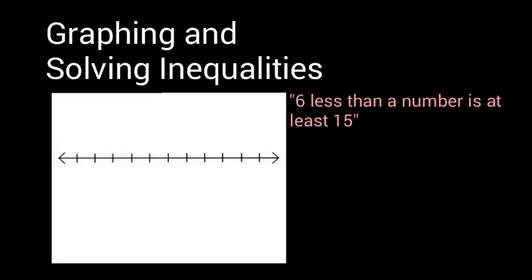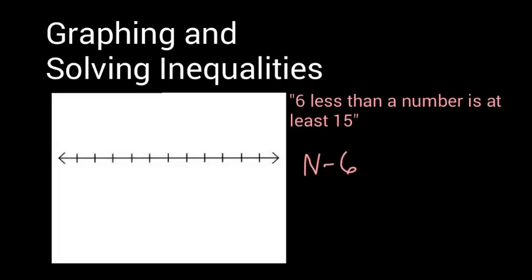Alright, now we got to write an inequality. We have 6 less than a number is at least 15. So in order to take 6 less than something, you have to start with that something first. I can't have 6 less cookies if I didn't have 6 cookies to start with. That's how you can think of it. So we got to start with a number. We'll just call it n. And we're going to take 6 less of it. So n minus 6 is at least 15.